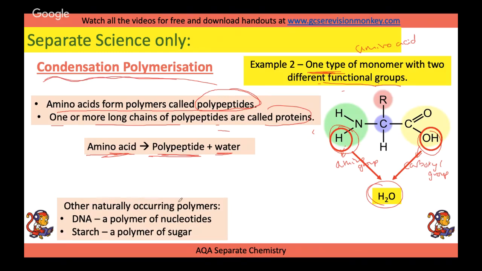And then other naturally occurring polymers that you need to be aware of. DNA, if you're doing biology, you would have gone through DNA recently. That's a polymer of nucleotides. And starch is a polymer of sugar. So a couple more examples there of naturally occurring polymers, but not made by a condensation polymerization reaction.